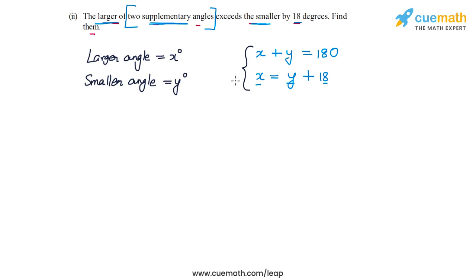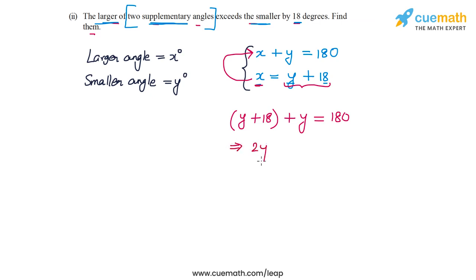And now we have to solve this pair and find the values of x and y, and we will do this using substitution. The second equation gives us x in terms of y. So x is equal to y plus 18. Let's substitute this value of x into the first equation. The first equation is x plus y equal to 180. Instead of x, let's write y plus 18. So this is an equation in y alone, and now let's solve it to find the value of y.